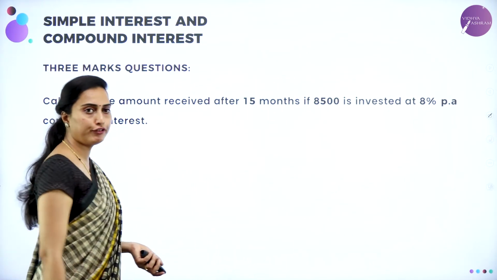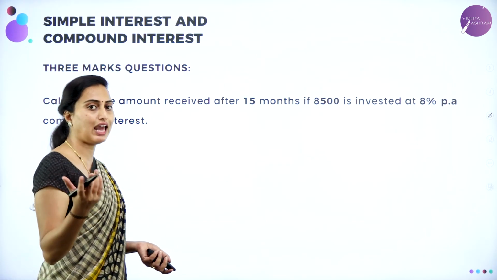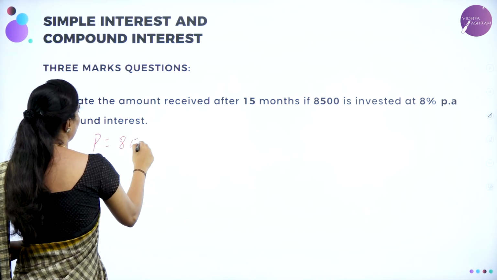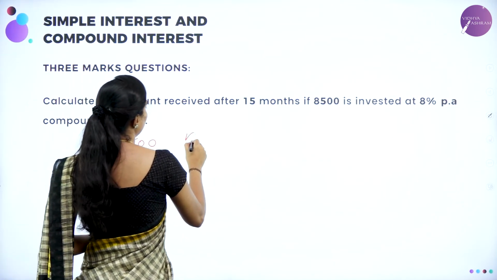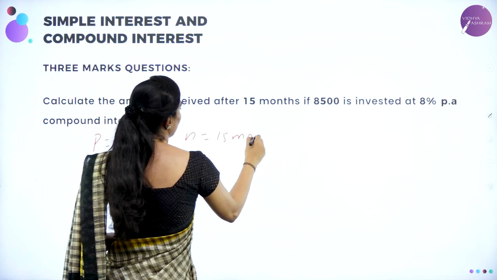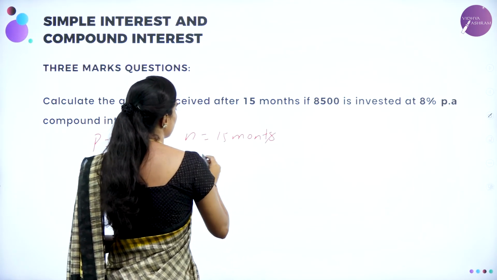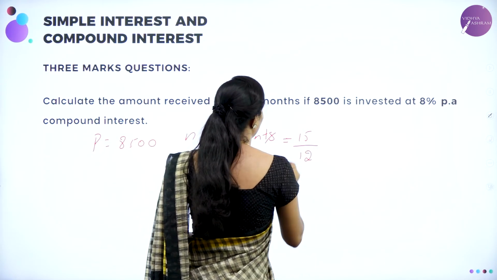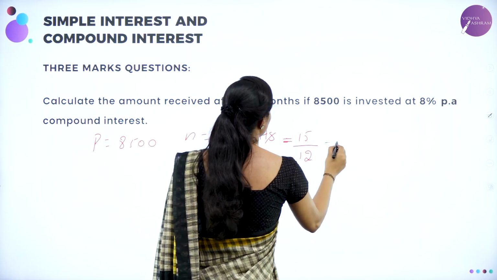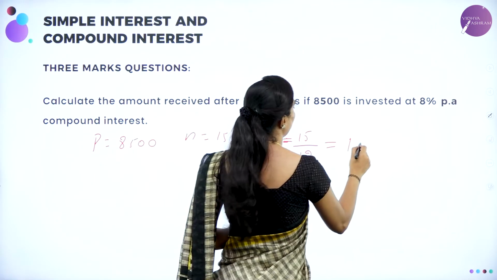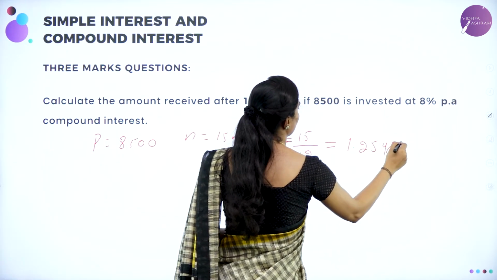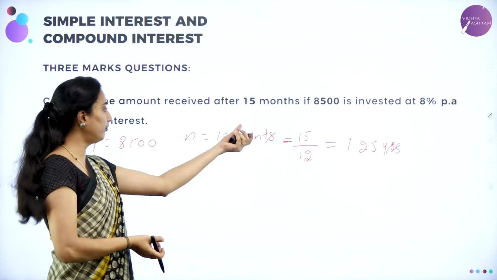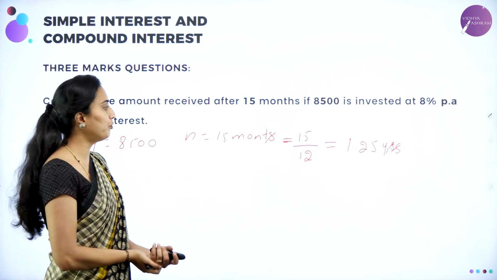Amount received after 15 months. 15 months means you are going to calculate, what is that? P is equal to 8,500 and then N will be equal to 15 months. You need to convert it into years. In a year there are 12 months, so you are going to have it as 1.25 years. You calculate 15 divided by 12, which is 1.25 years.